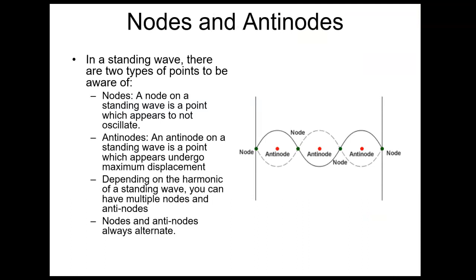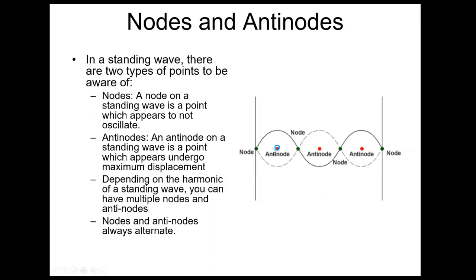Okay, this slide just goes over nodes and antinodes again. So add that to your notes. It is important that you know that nodes and antinodes always alternate. Remember, what you're actually talking about here are areas where you have constructive interference and destructive interference. At a node, you would have destructive interference, and at the antinodes, you would have constructive interference, where those two waves add together and form the biggest possible superposition.